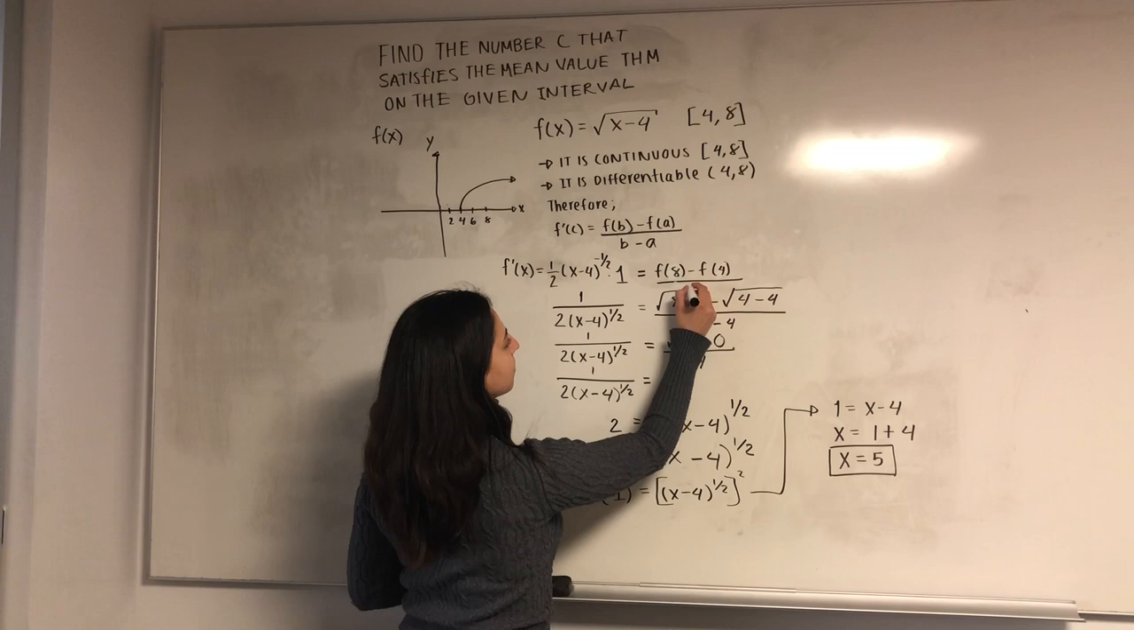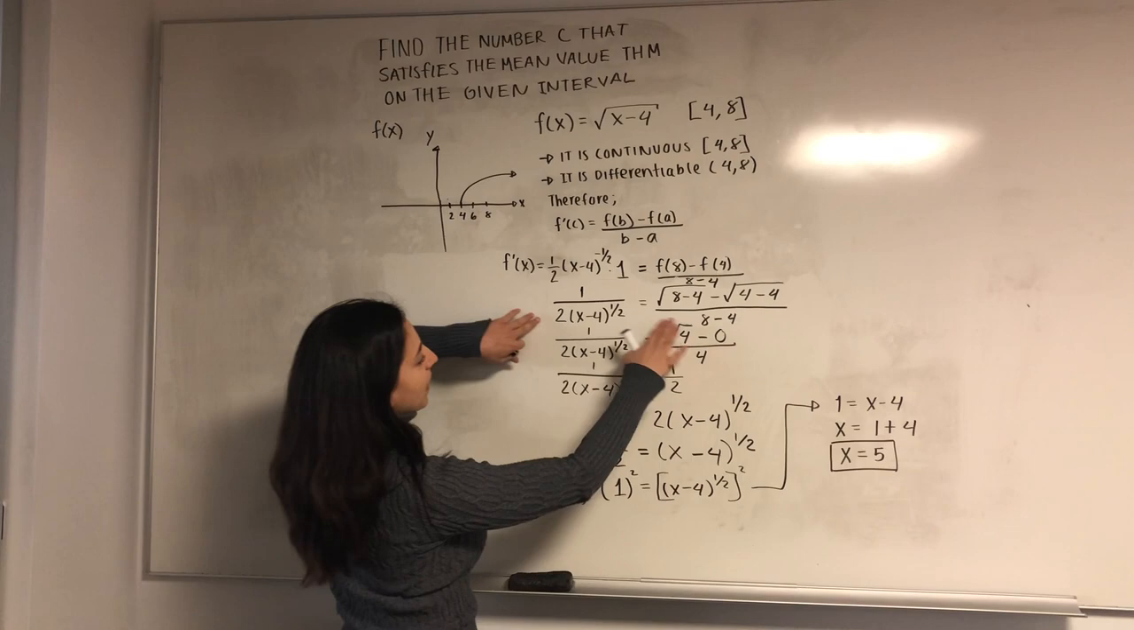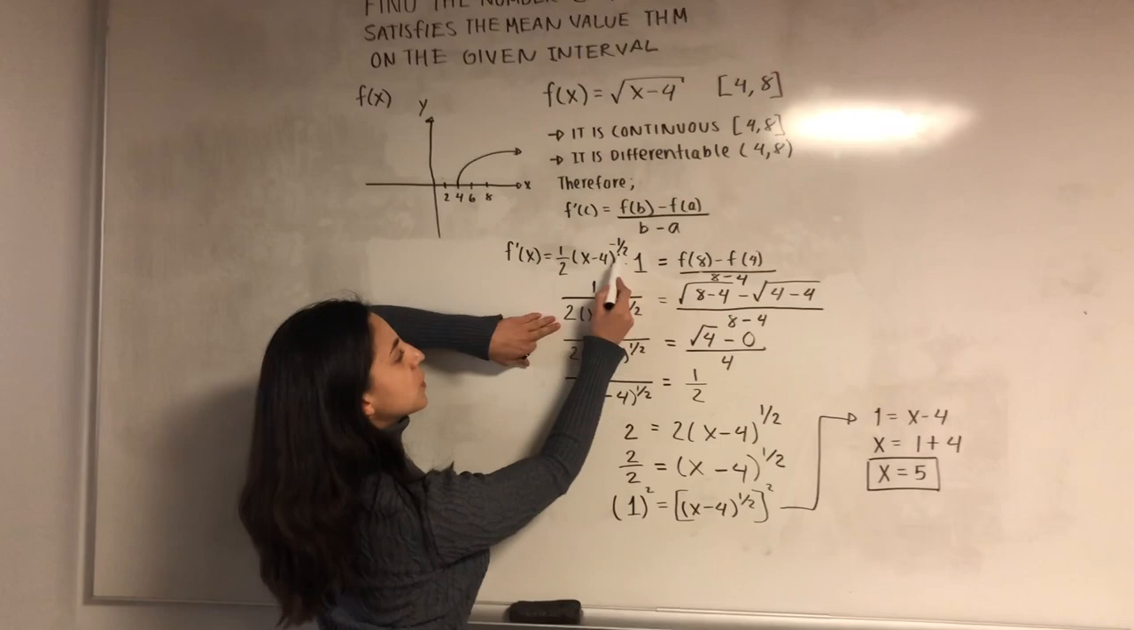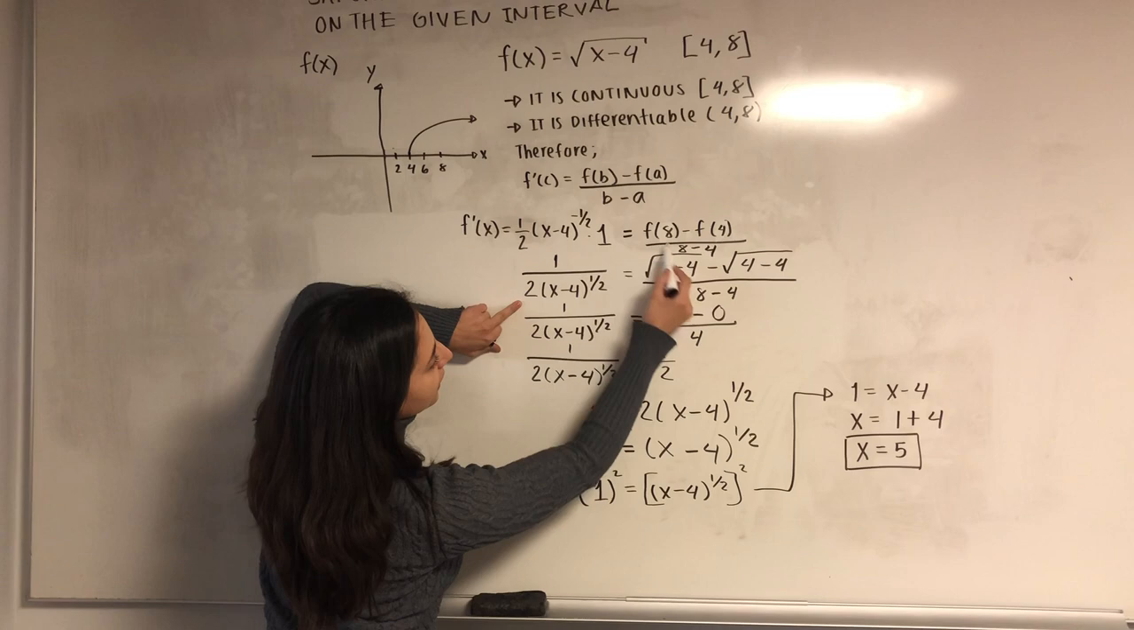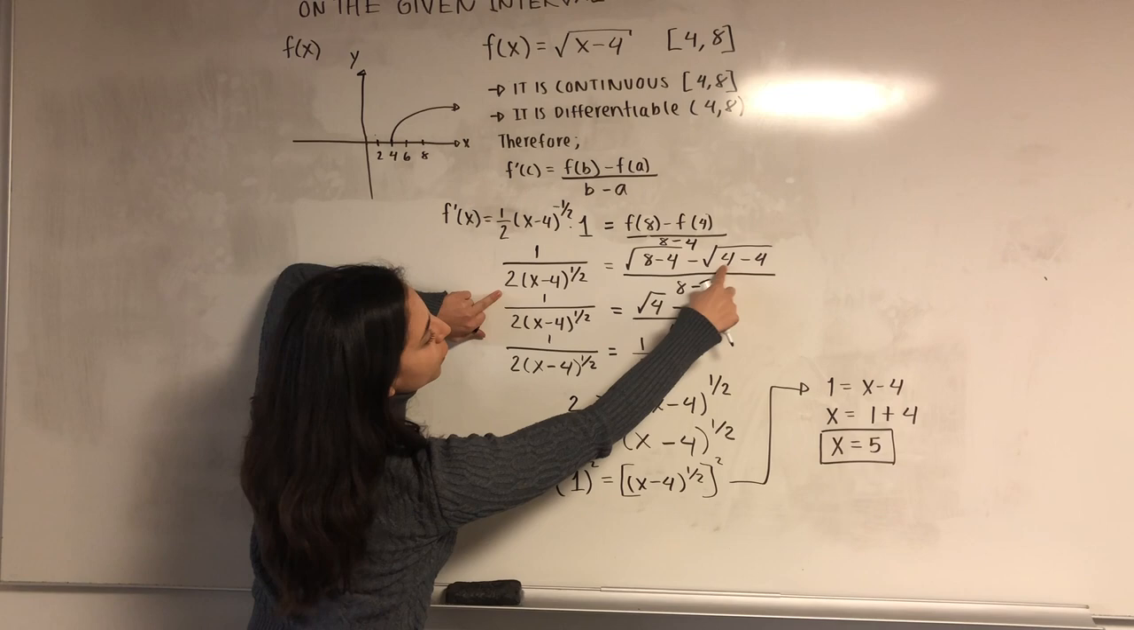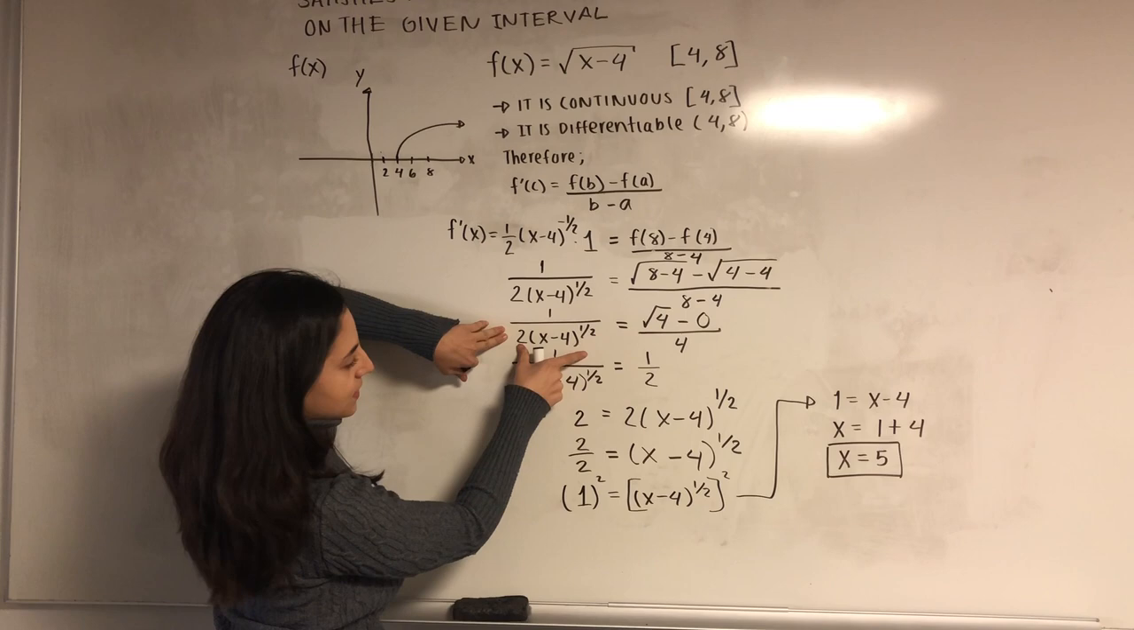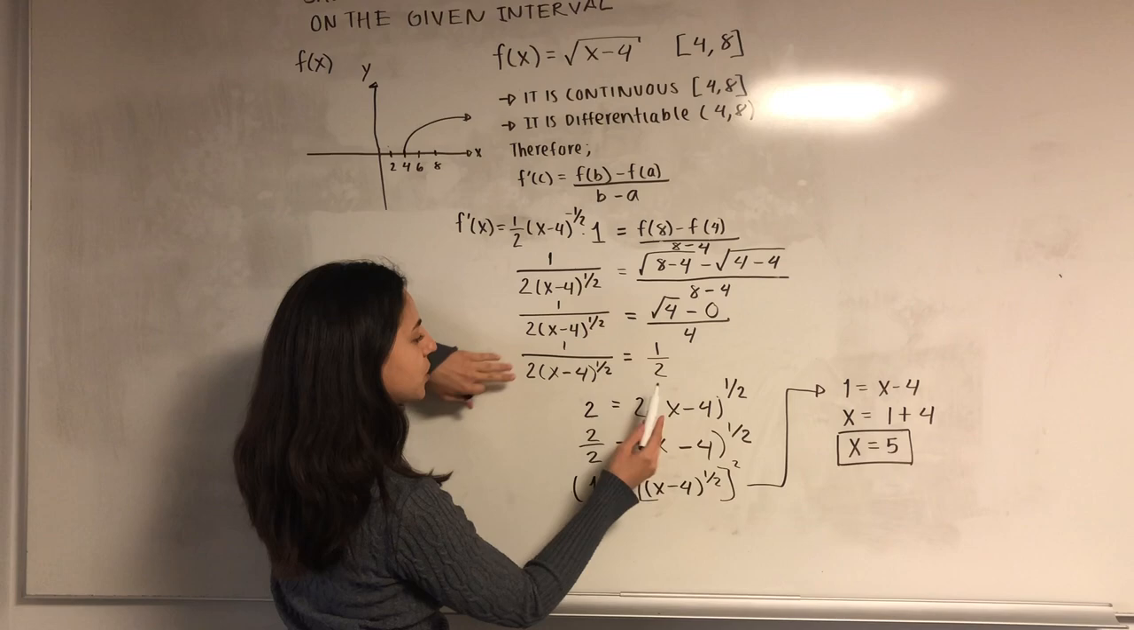And now that we have this equal to each other, since this is to the minus 1/2, then we can bring it down. And then we plug it into the function, right? We have 8 minus 4, minus 4 minus 4, over 8 minus 4. And this side stays the same. Then we have the square root of 4 minus 0 over 4, which is going to give us 1/2, right?